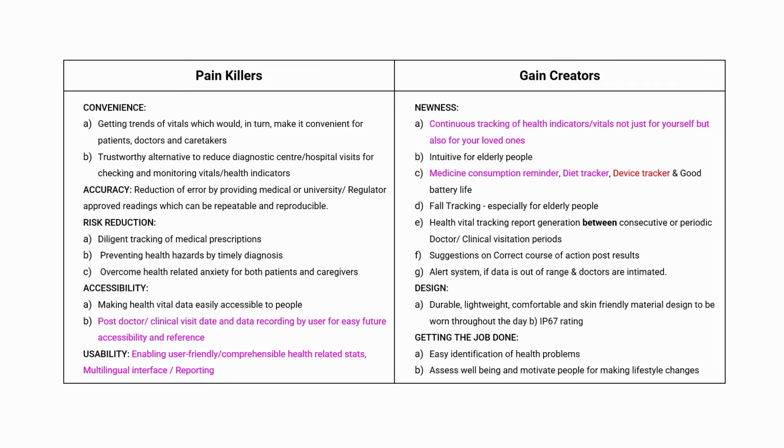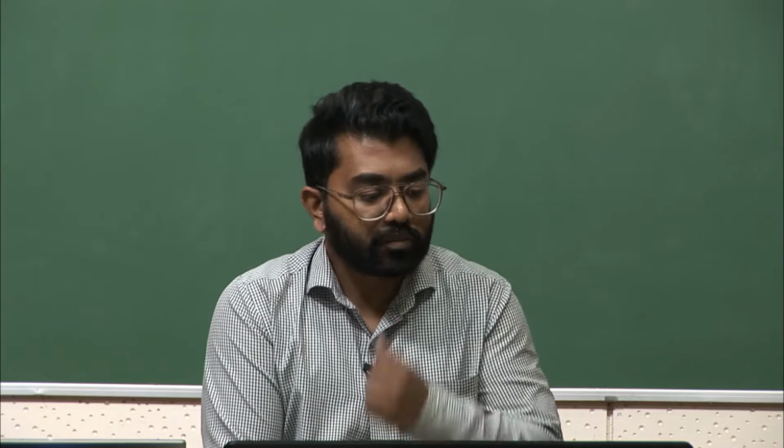Okay, so what are the key painkillers and gain creators which were a part of this customer discovery? The first one is convenience. Basically getting trends of the vitals, which would in turn make it convenient for the patients, doctors and caretakers. A trustworthy alternative to reduce diagnostic center and hospital visits for checking and monitoring vital health indicators. Under that we have explained convenience for Halo, exactly how this is going to be convenient. So, this is the first painkiller for this particular product.